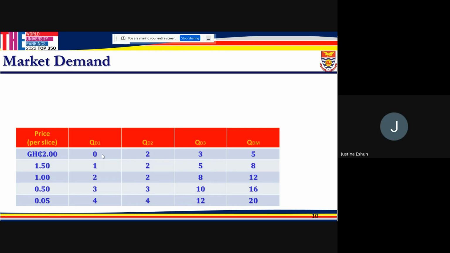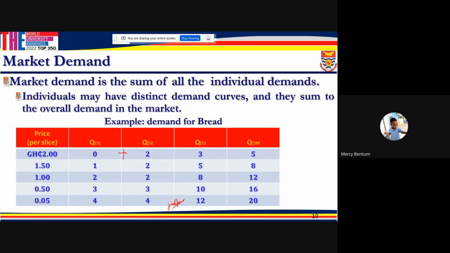Yes, please. So if the price is say 2 cedis, it means the market demand will be 0 plus 2 plus 3, and then it gives us 5. Please declare. Is it clear to us, please? Yes, Madam, please come again.